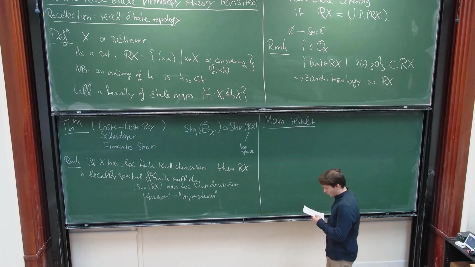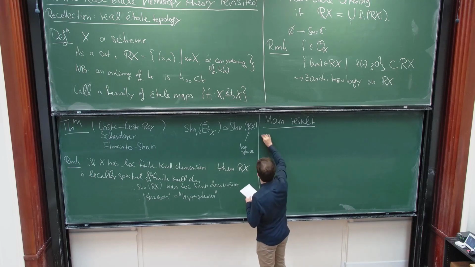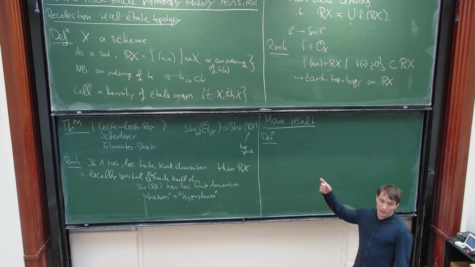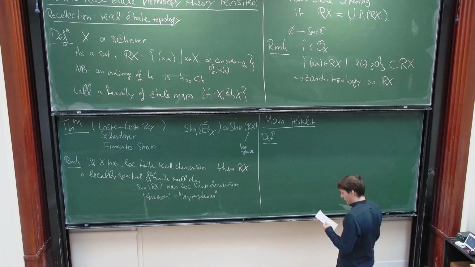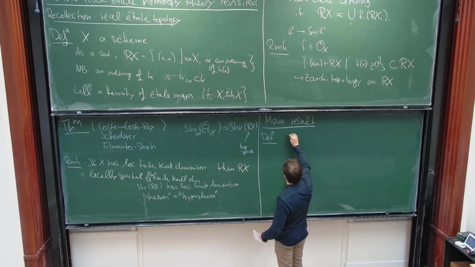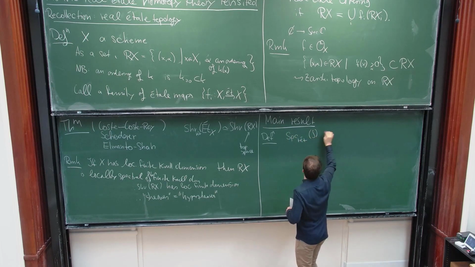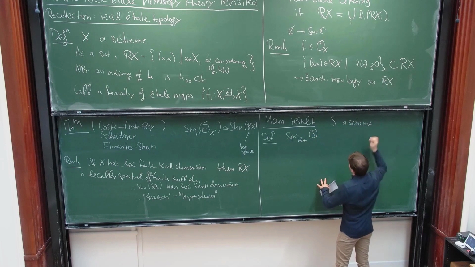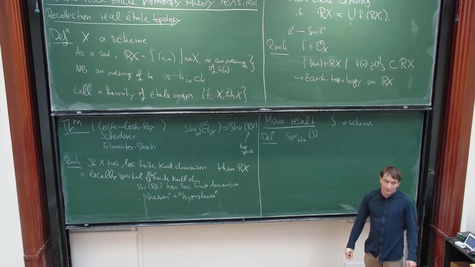So I need one more definition before I can start. And this is, I need to tell you what the category of motivic real étale spaces is. So I denote this by FPC red of S, where S is a scheme. And in principle it is a very easy definition.